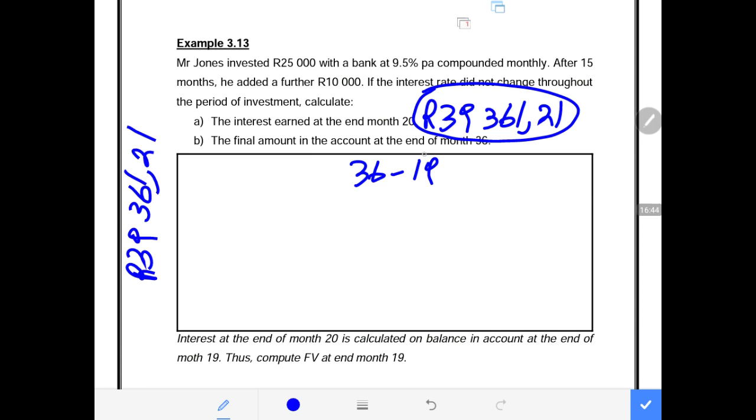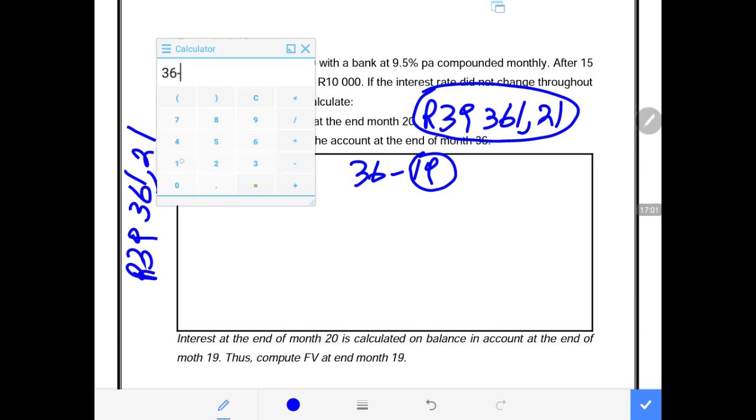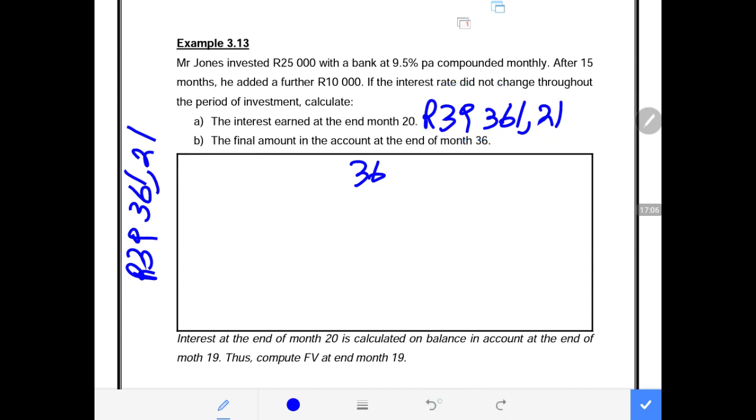Hence, we deduct the 19 months from month 1 to month 19, because we already have the future value at the end of month 19. We need to start earning interest and calculating the future value from month 20 up to month 36. So if we say 36 minus 19, it will give us 17 months. That means we need to calculate the future value of this investment for the next 17 months. So now we do the same thing.